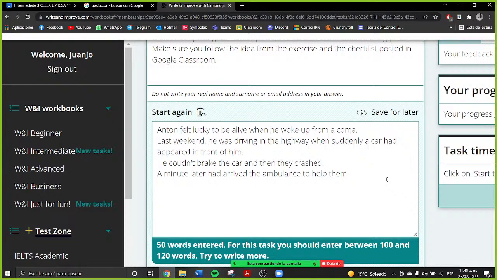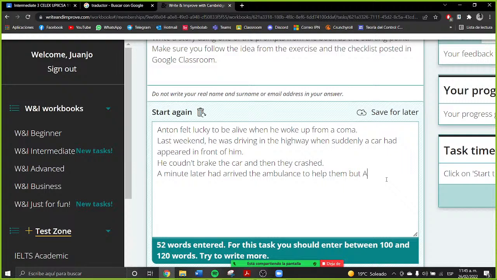And, for example, the following day. Pero bueno, ahí llegó para ayudarlos, pero Anton había perdido la conciencia, ¿cómo se puede decir? Había quedado inconsciente. Sin despertar, ¿no? He was unconscious. A minute later the ambulance arrived to help them.